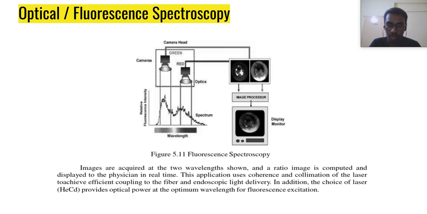In addition, the choice of laser, that is the helium cadmium, provides optical power at the optimum wavelength for the fluorescence excitation. So this excitation can be viewed on the monitor that is attached to the image processor, which is in turn connected to the cameras, that is the sensors, which combine the two captured images and give us the output on the display monitor.